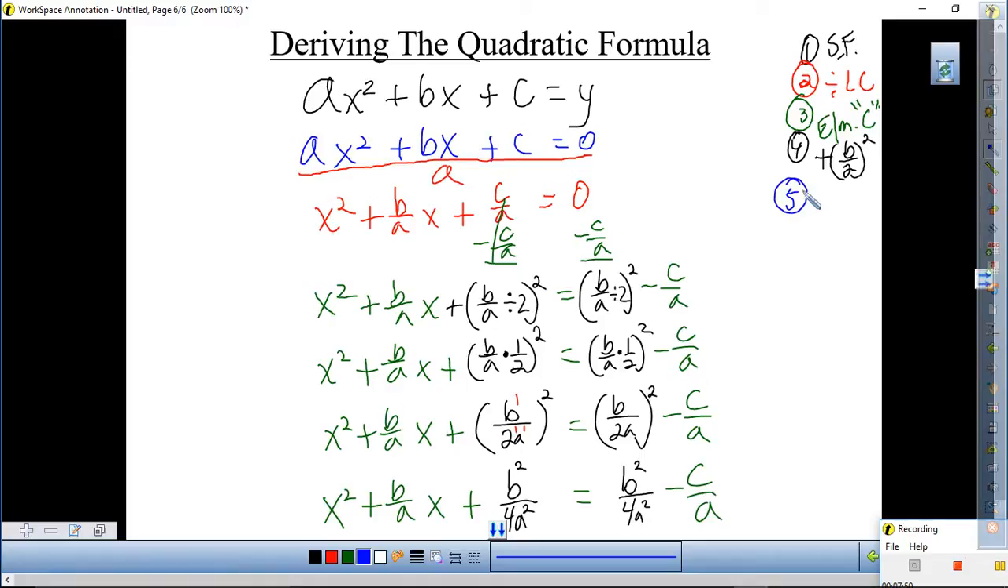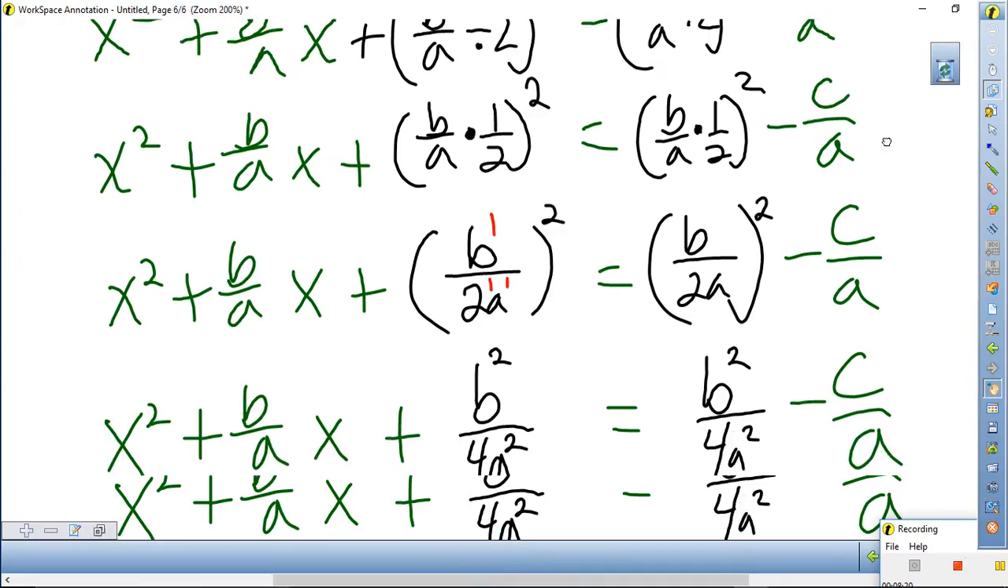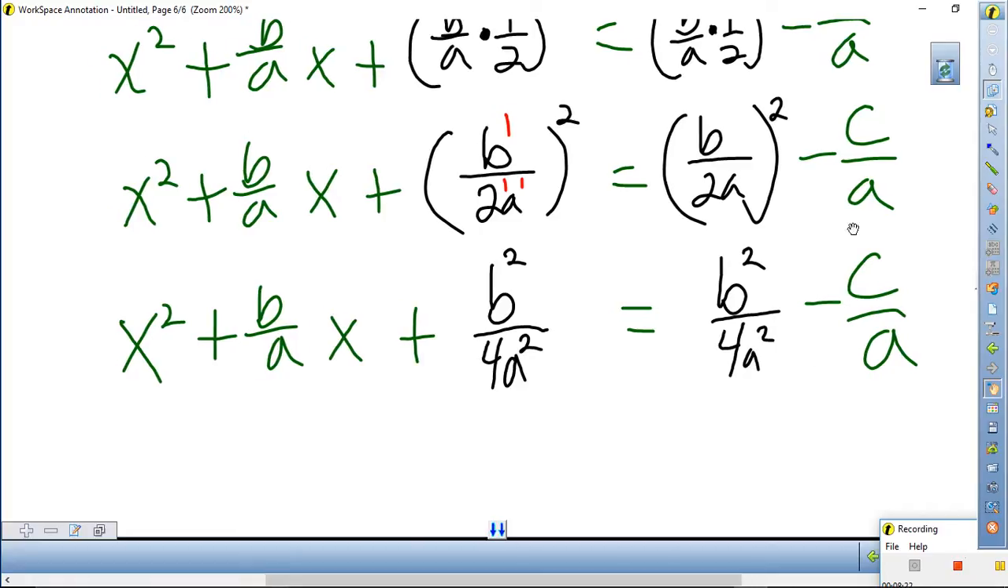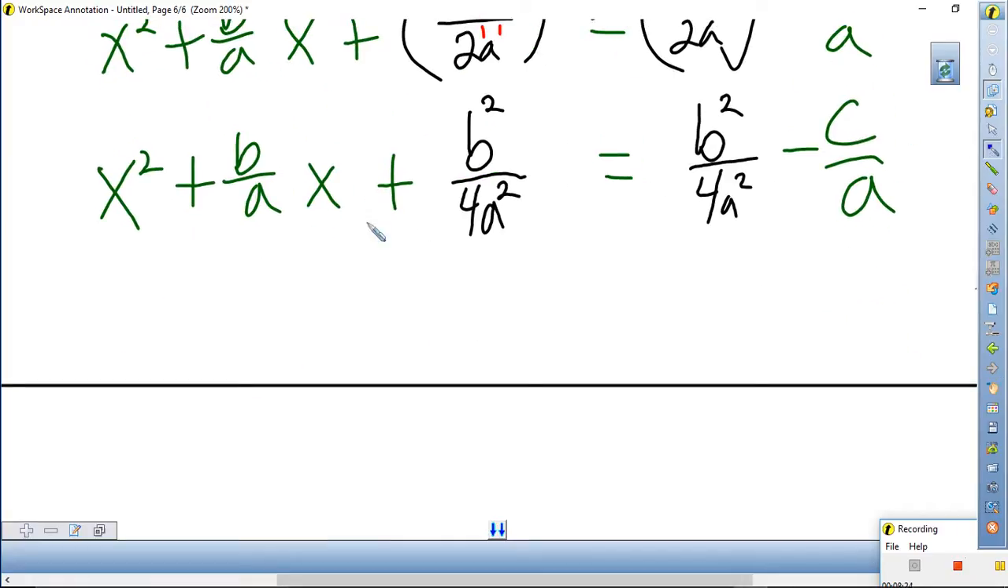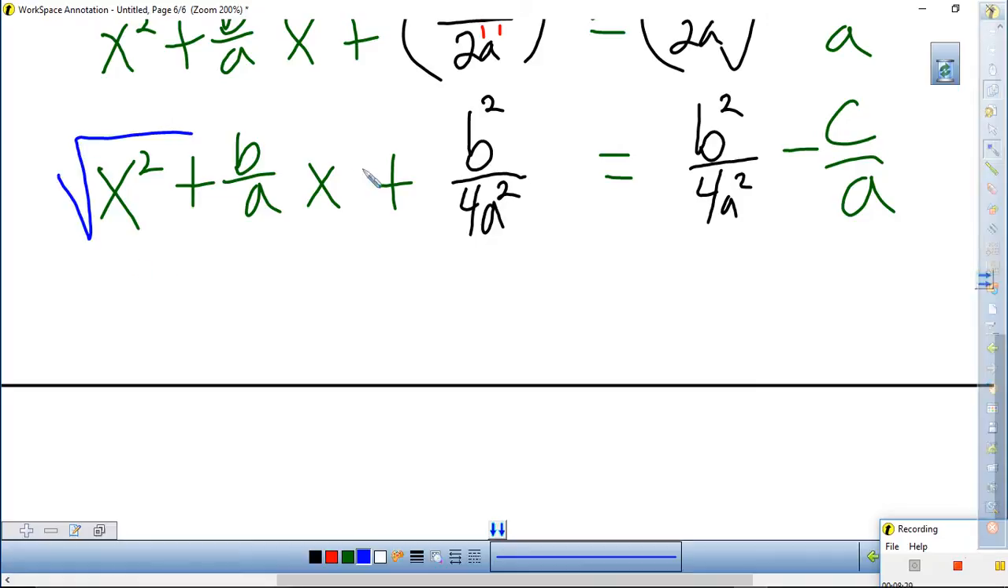Step 5 for completing the square. Jaden, taking the square root, but what is that step called? Factor. That is correct. So let me zoom in. Since this is a perfect square, we're going to factor by taking the square root of the first and the last. So tell me what to write, Jaden.